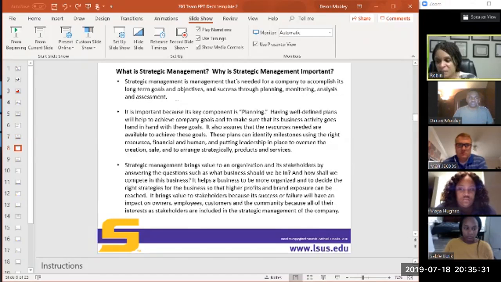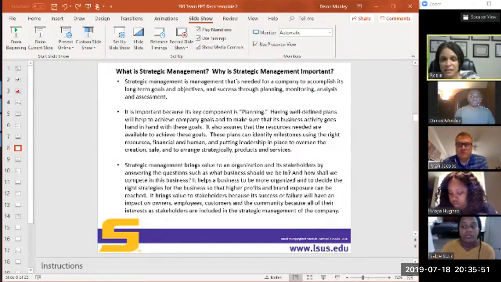What is strategic management? Strategic management is the management that's needed for a company to accomplish its long-term goals and objectives and success through planning, monitoring, analysis, and assessment. And it brings value to an organization and its stakeholders.